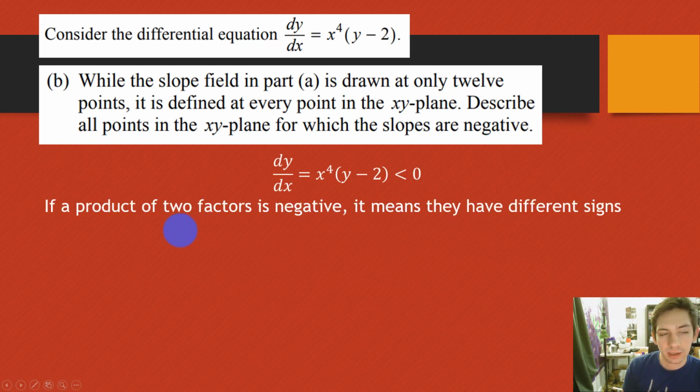But notice that if the product of two factors is negative, it means that they have to be different signs. x to the fourth and y minus 2 have to be different signs, one positive, one negative, if they are to be multiplied and give you a negative number.